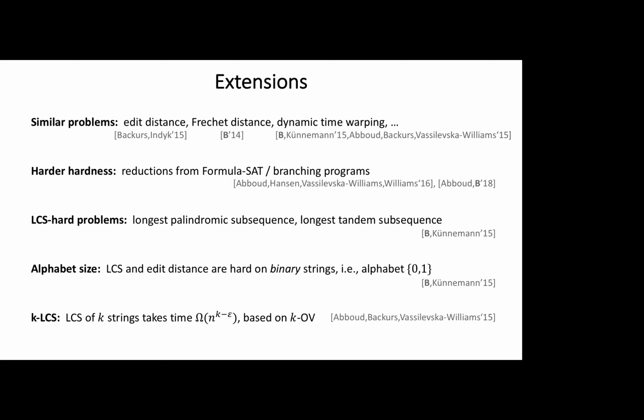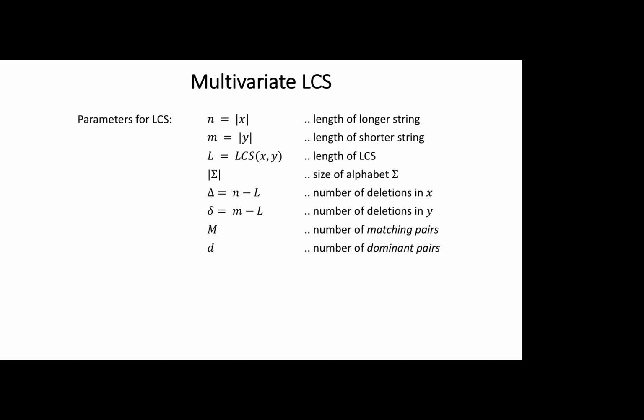And there's also a generalization to k strings known. LCS of k strings actually takes time omega of n to the k minus epsilon. And this is then not from the orthogonal vectors problem, but from a variant of it where you're given k sets of vectors, and you want to choose k vectors such that in no dimension every vector has a 1. So there are a couple of variants also of these hypotheses and intermediate problems, and based on the situation, it sometimes makes sense to choose one of these variants.